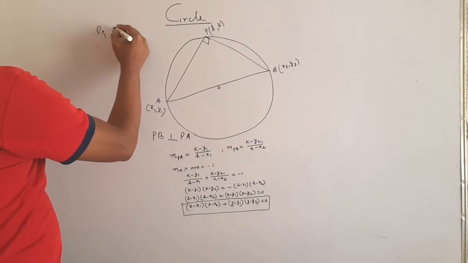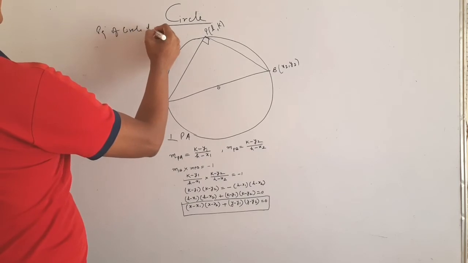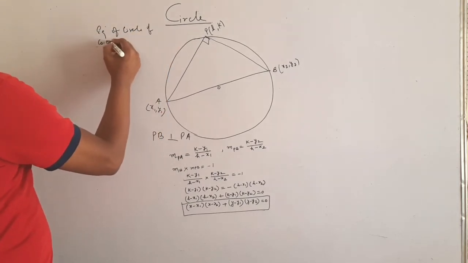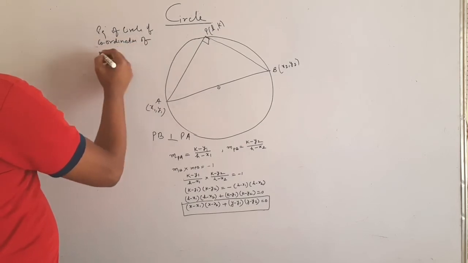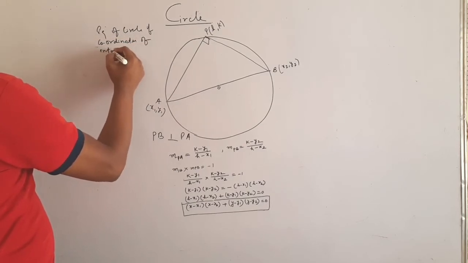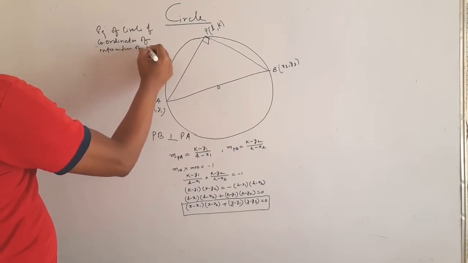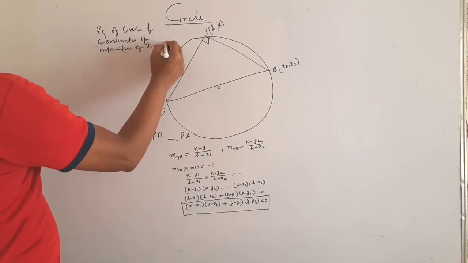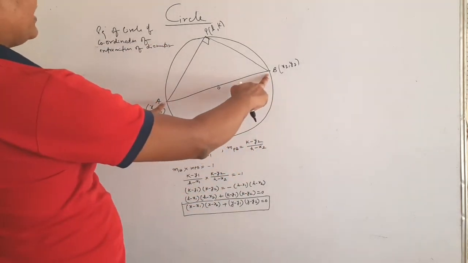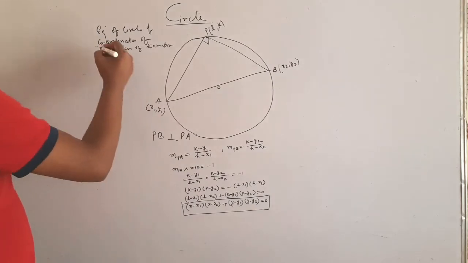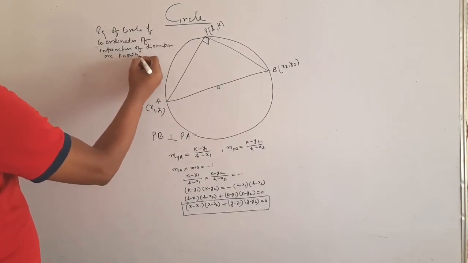So the equation of a circle, if the coordinates of the extremities of the diameter are known. Extremities means the end points; the coordinates of the end points of the diameter are known.